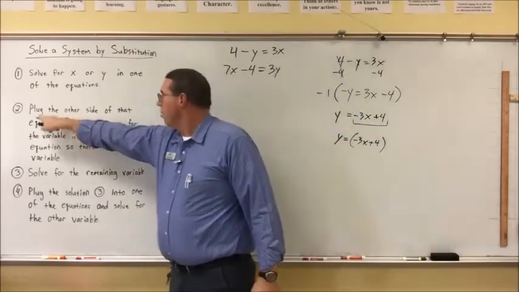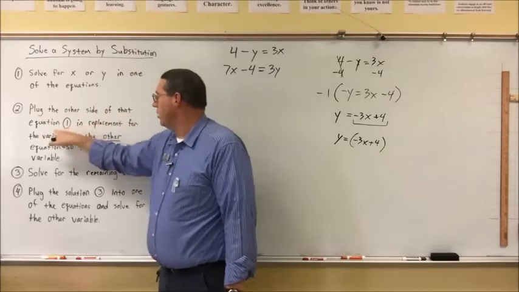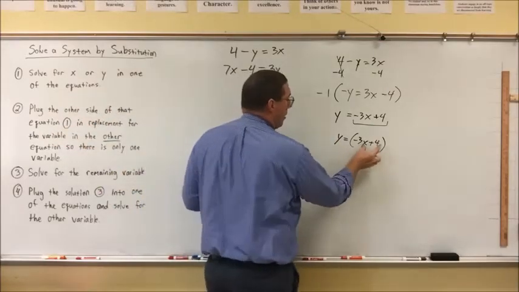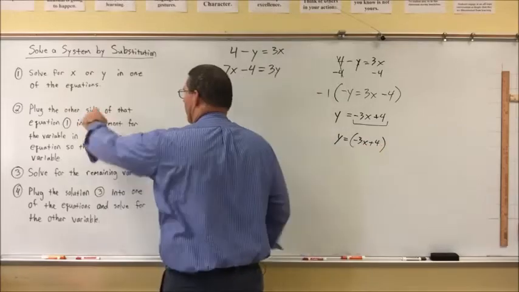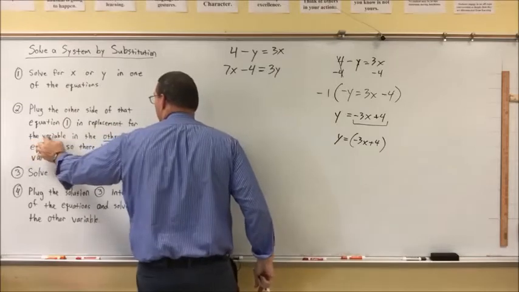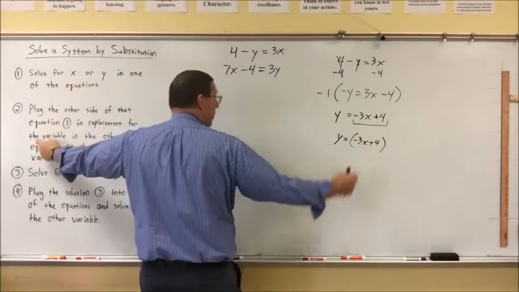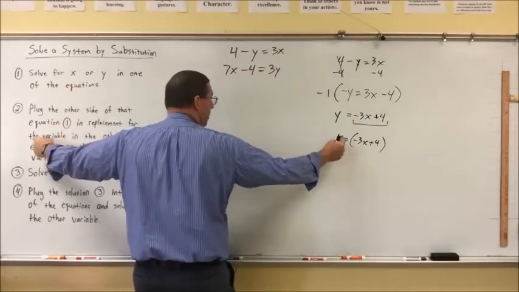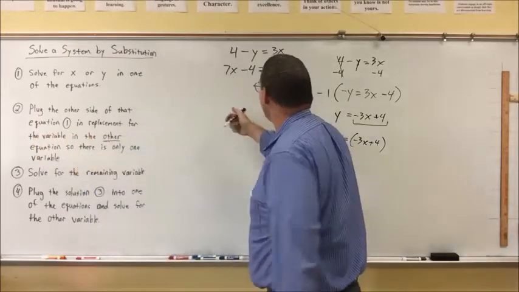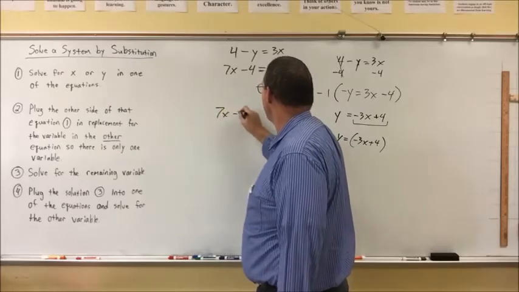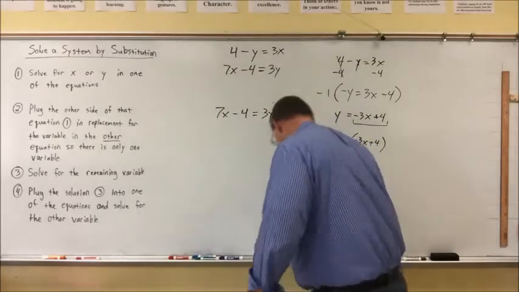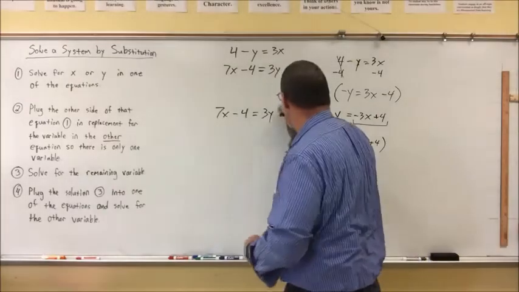See this? Plug the other side of that equation, the equation from step 1. This is y, this is the other side. Plug the other side of that equation in replacement for the variable. That's the variable from step 1. This is the variable y. We're going to replace the y in the other equation. So let's take the other equation. That's 7x minus 4 is equal to 3y. And here's what we're going to do. I want to show you something here.